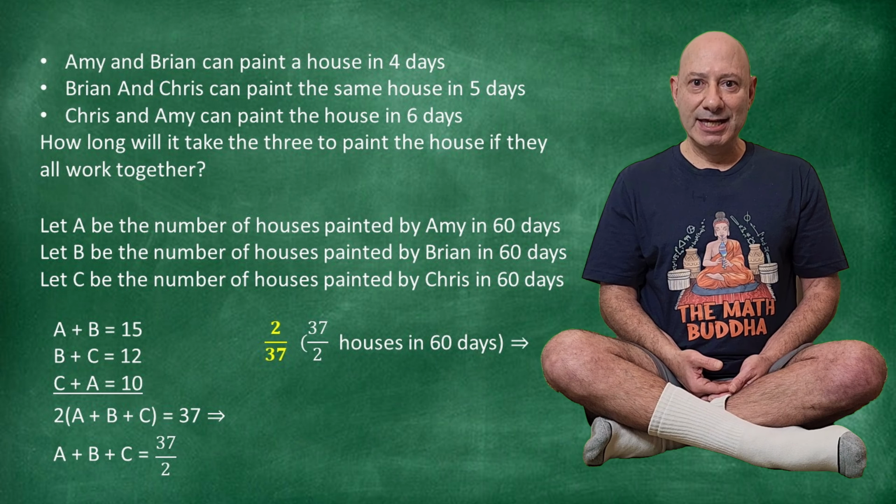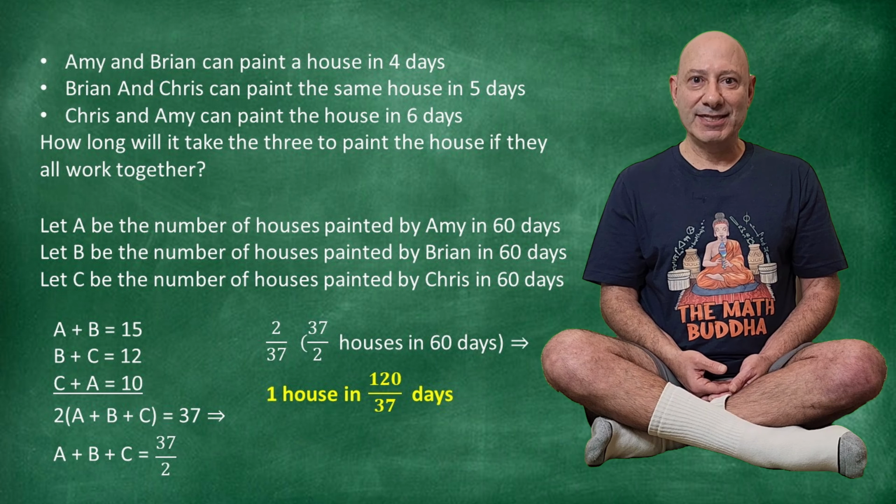Note, when we multiply this by 2/37, well, they're reciprocals, so we're just going to get 1. When we multiply this by 2/37, we will have in the numerator 2 times 60 equals 120, and in the denominator we will have 37. Translation, working together, Amy, Brian, and Chris paint a house in 120/37ths of a day.